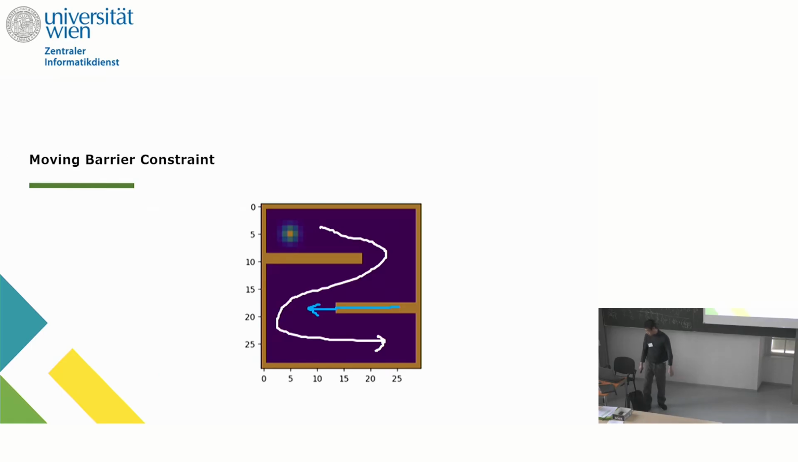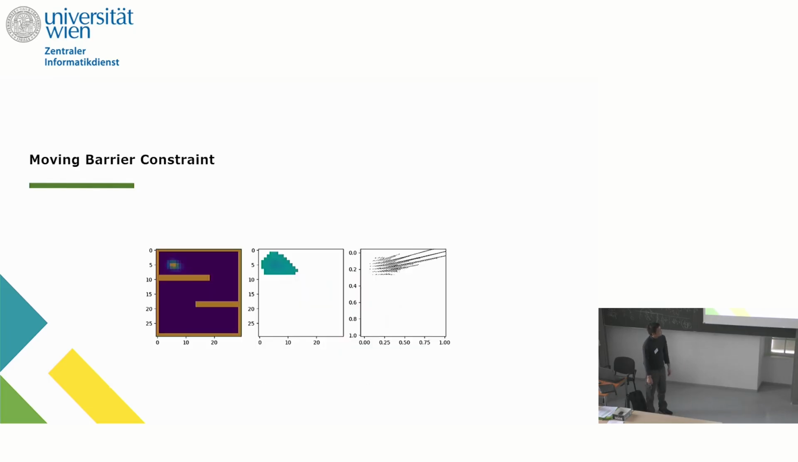Okay, there is another constraint, called the moving barrier constraint. As you can see, the mass goes around the barrier to get to the other side. Here's the result. As you can see, the mass is correctly moving around the moving barrier to get to the other side.